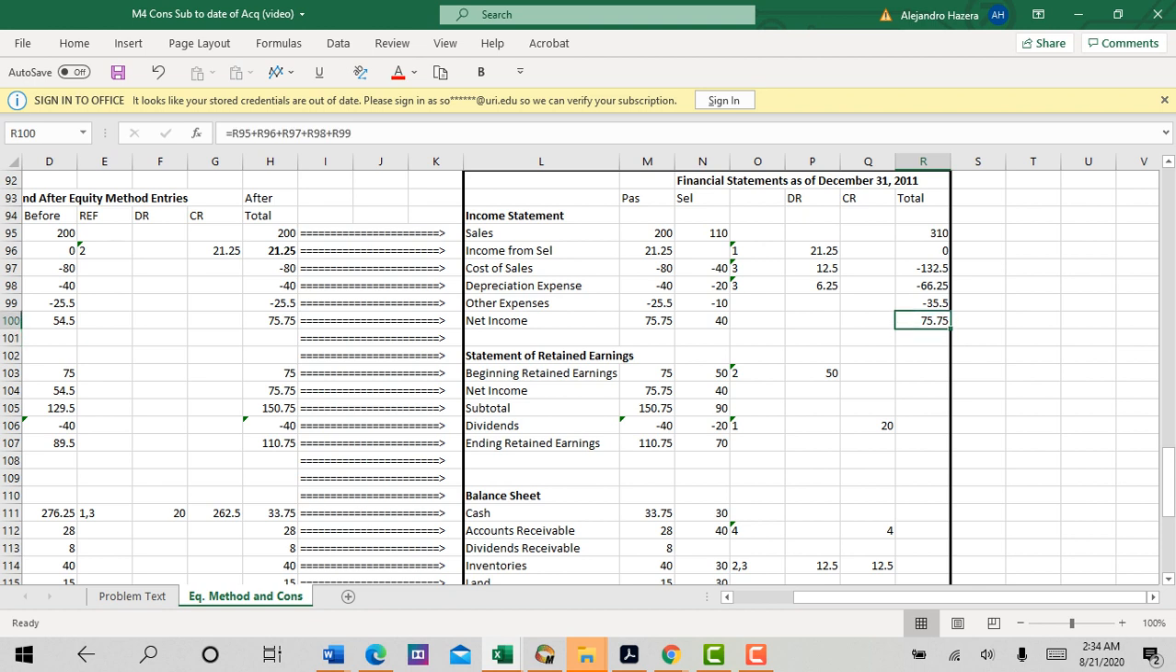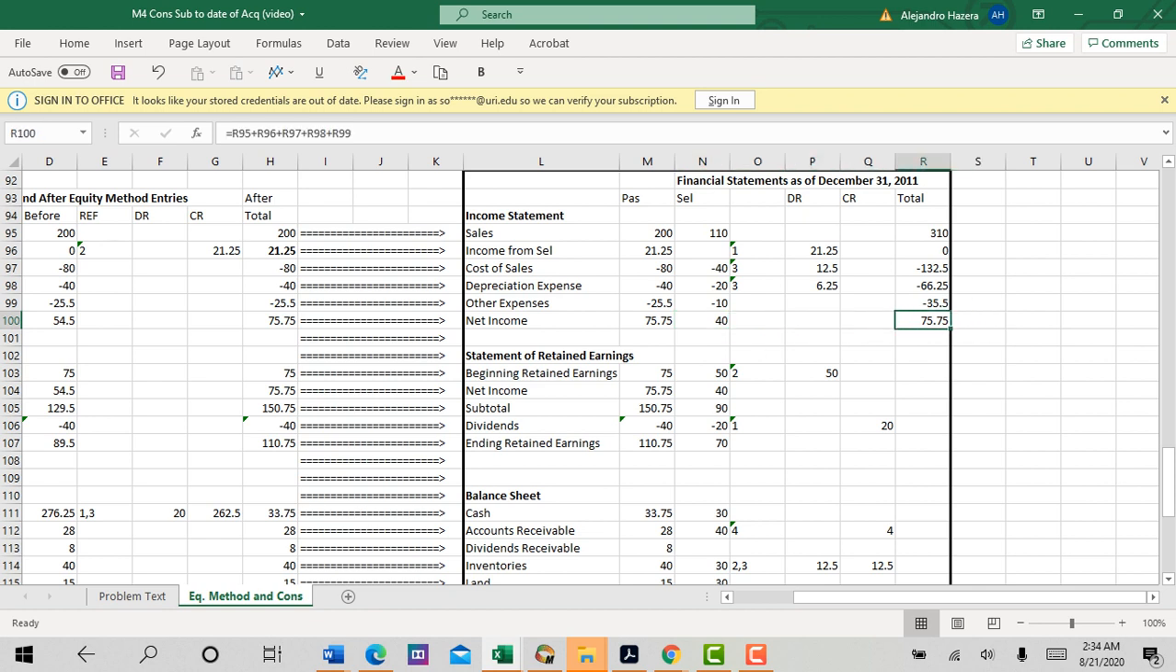And we get 75.75. Now, I want you to notice something, and this should always be the case. If it's not, you're going to get points off. On a consolidated income statement, the parent's net income is always equal to the consolidated income, or vice versa. Those two should always be equal.